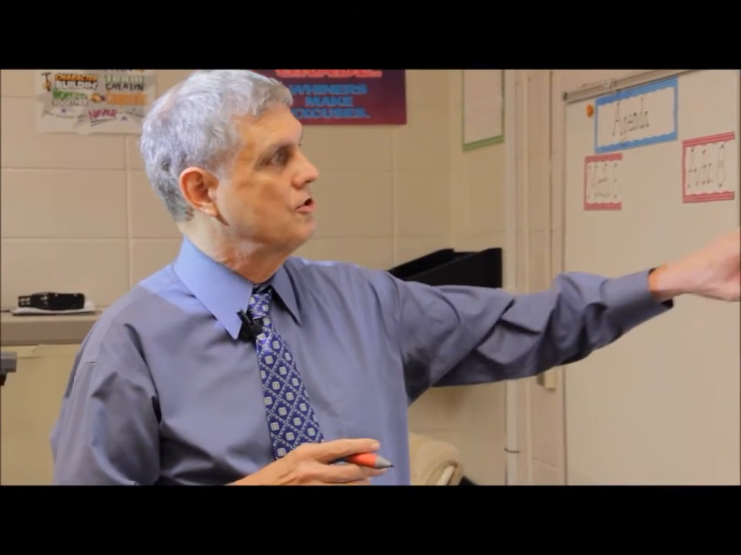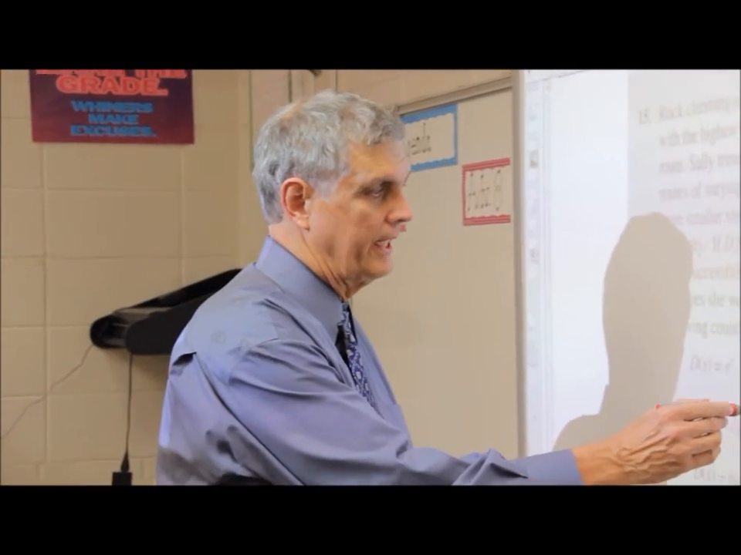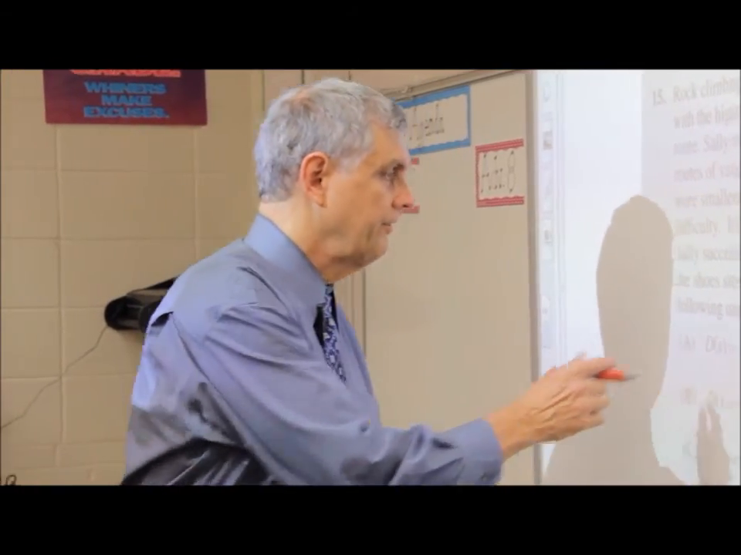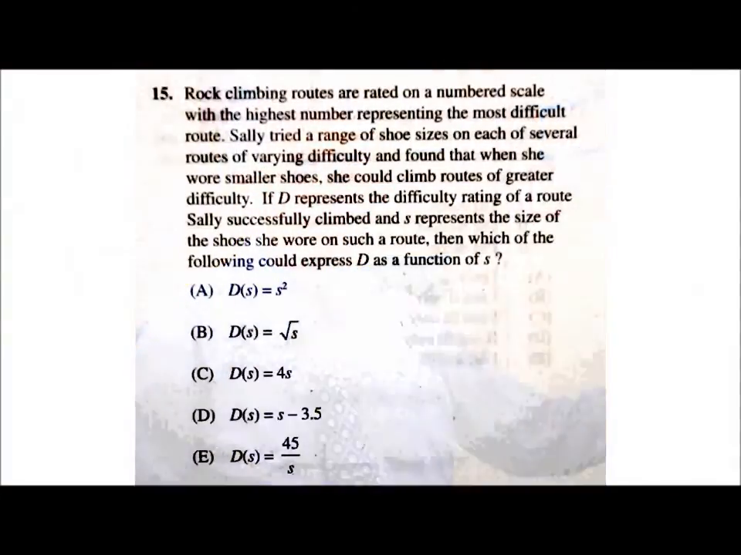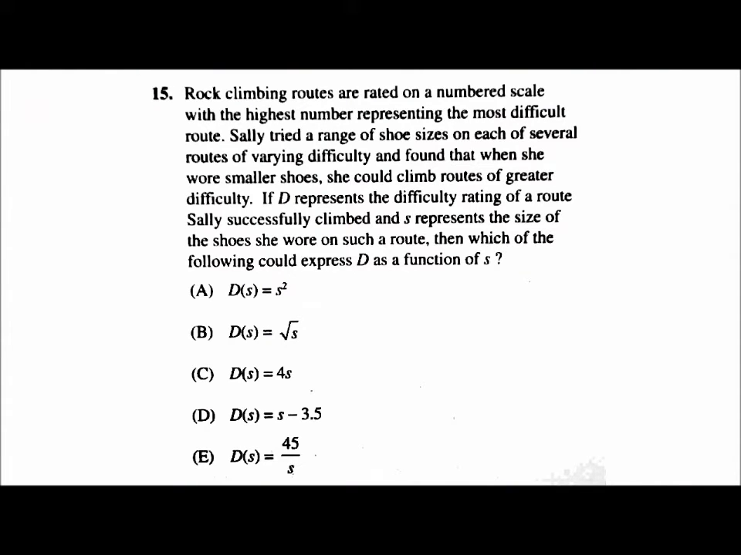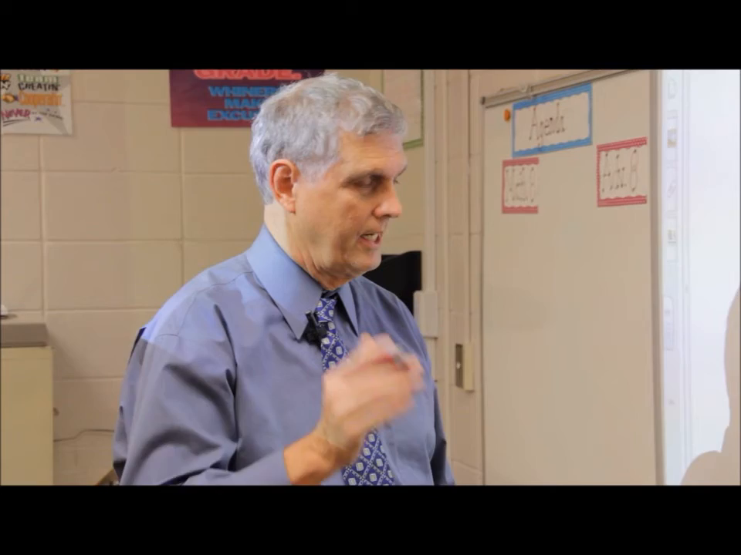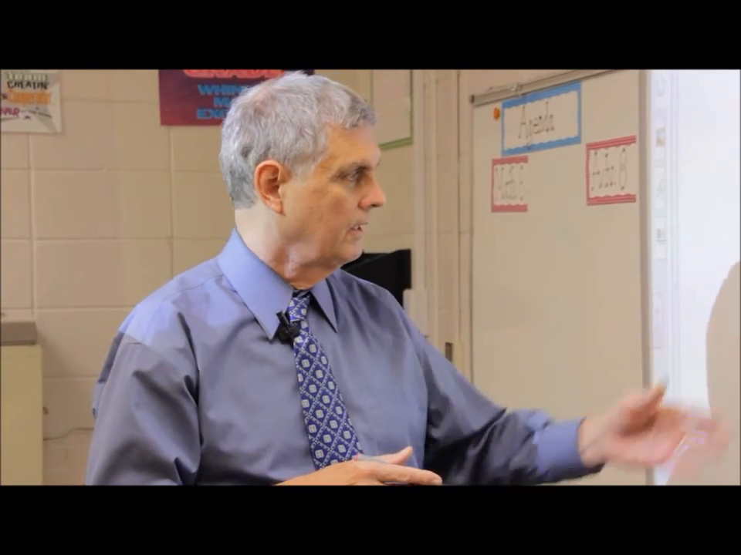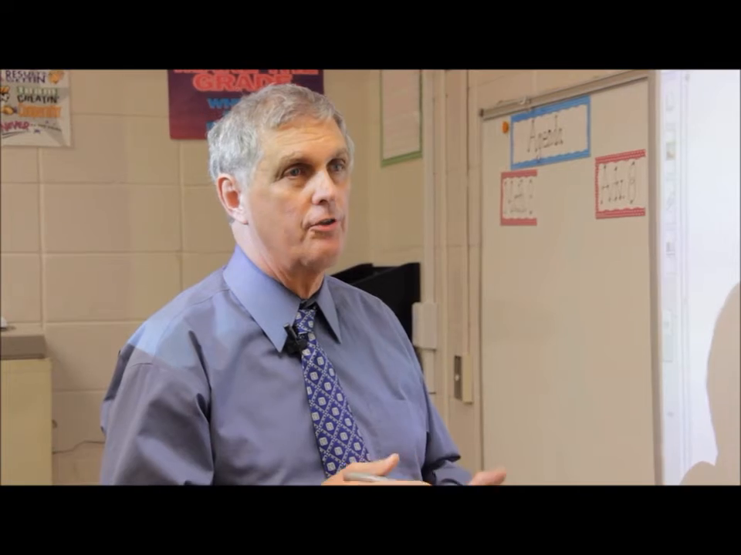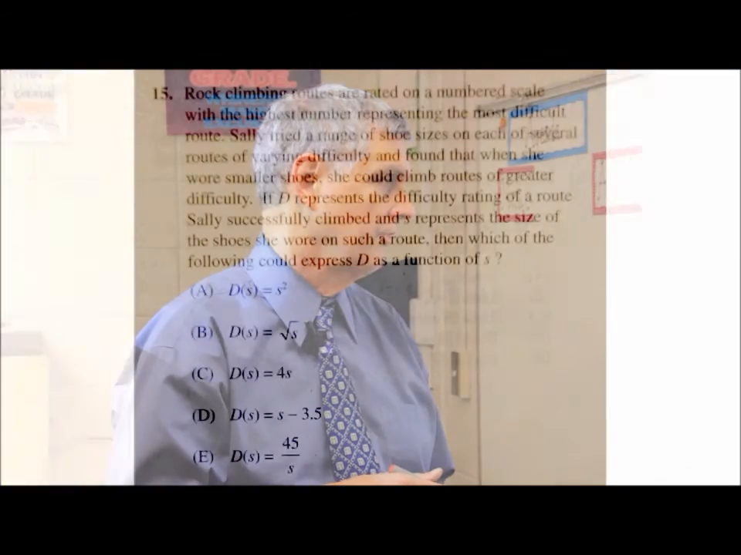Okay, so what kind of relationship do we have here? We saw that the difficulty is going to get larger, and the difficulty is represented by this D of S, okay? And the smaller the size, the larger this D of S is supposed to get. So let's just take a couple of shoe sizes. Let's say a size 6 and a size 10. Well, if I put in the smaller shoe size, I should get a larger D of S than if I put in the larger shoe size. Let's see if that happens here.